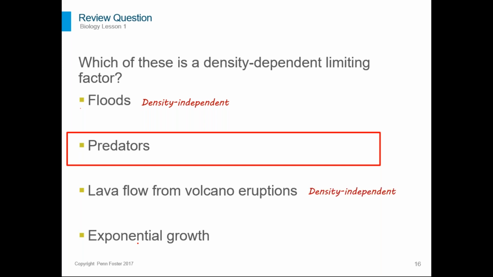Lava flow is density independent. It's pretty much just like floods. Anything that's in its path is going to get wiped out. Doesn't matter if there's a lot of them or a little of them. And exponential growth is just something I threw in there as a confusing option, so I'm glad that no one picked that. That's not a limiting factor at all. Okay, so predators are density dependent and the other two are density independent.